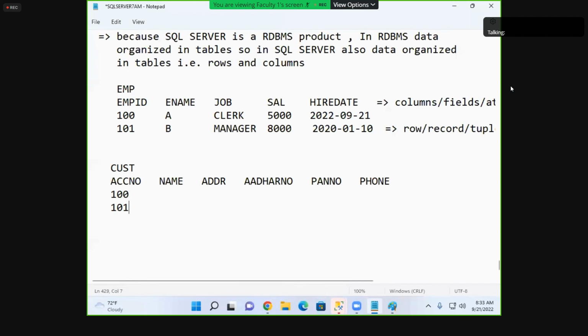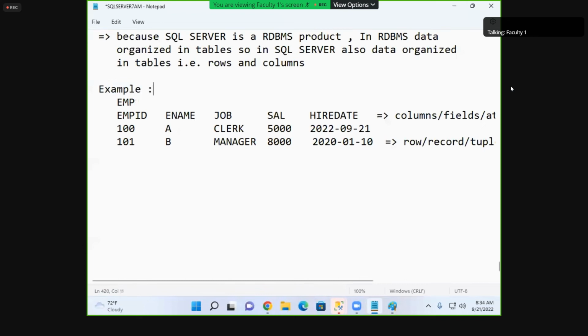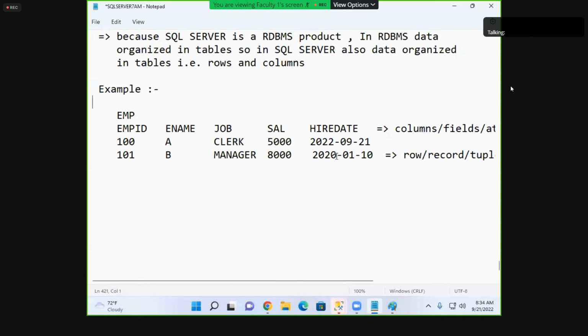If a bank has 1 lakh customers, that means this table contains how many rows? 1 lakh rows. A college has 1000 students, so the student table contains 1000 rows. A company has 500 employees, then the employee table contains 500 rows. So this is called a table. The table contains rows and columns.